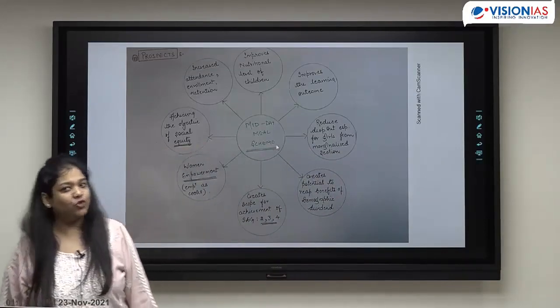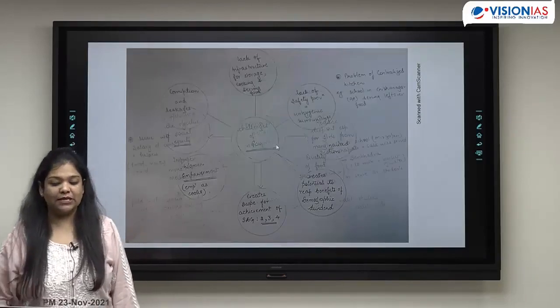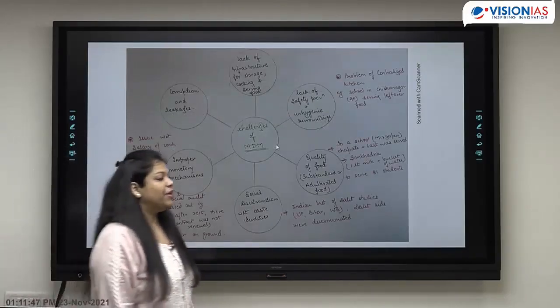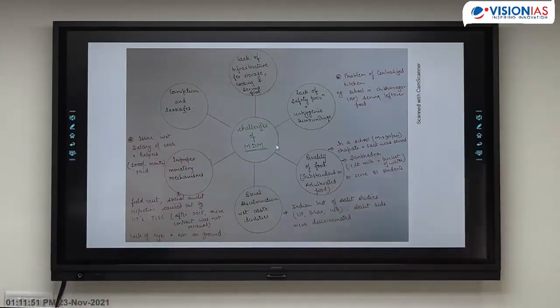So in every which way, the midday meal scheme is a very promising, or was a very promising scheme. However, over the period of time, it has not been able to achieve the desired objective because there are certain challenges which are existing as far as midday meal is concerned. First and foremost, there is a lot of wastage of food which is happening because we do not have adequate infrastructure with respect to storage, cooking, serving of food. Then there is a problem with respect to safety provisions, unhygienic surroundings.